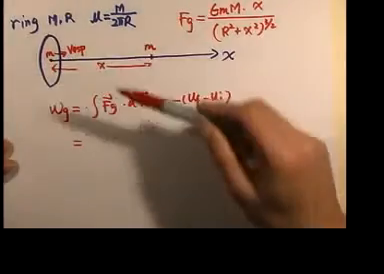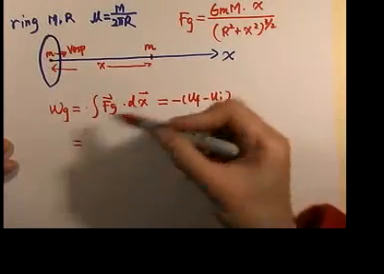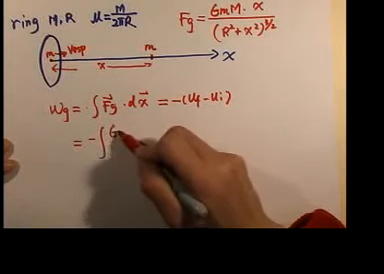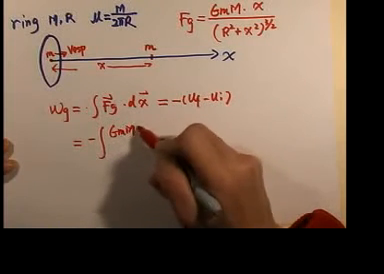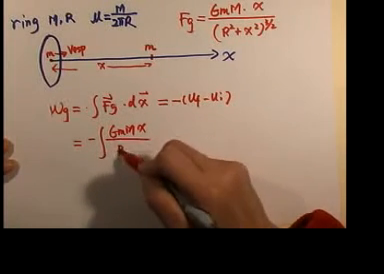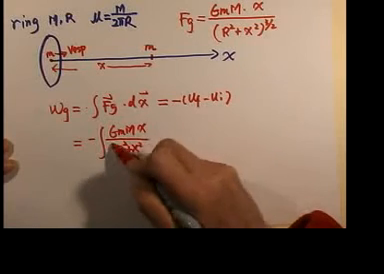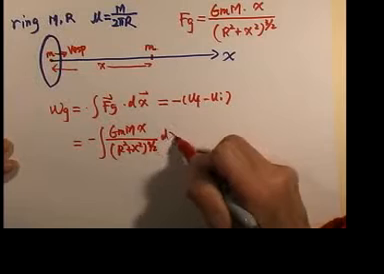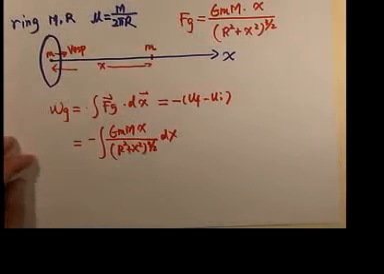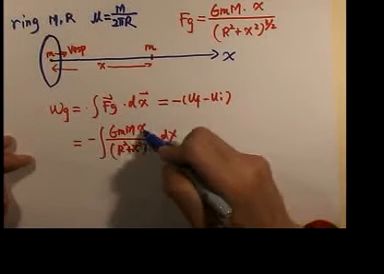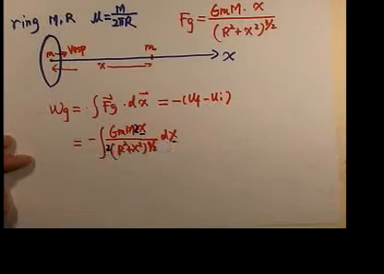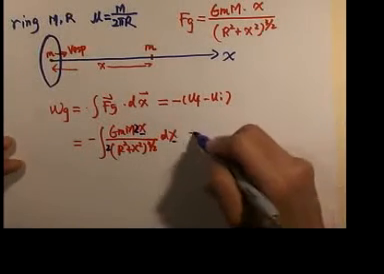F_G is this way, and our dx is opposite. So this dot product gives us a negative, and we plug in the F_G expression: capital G m M x over (r squared plus x squared) to the 3 over 2, dx. That looks pretty good. Why is that? That is because we have an x dx. If we times it by 2 and divide by 2, then we can have a nice situation.